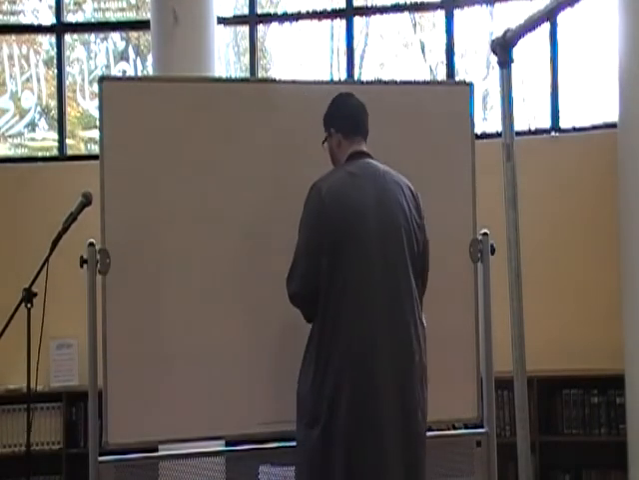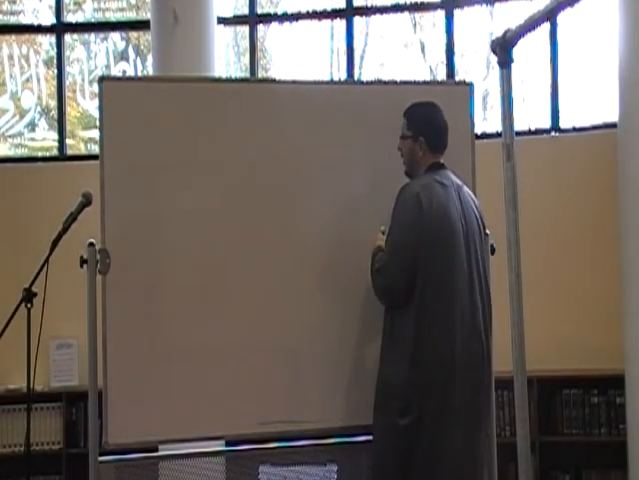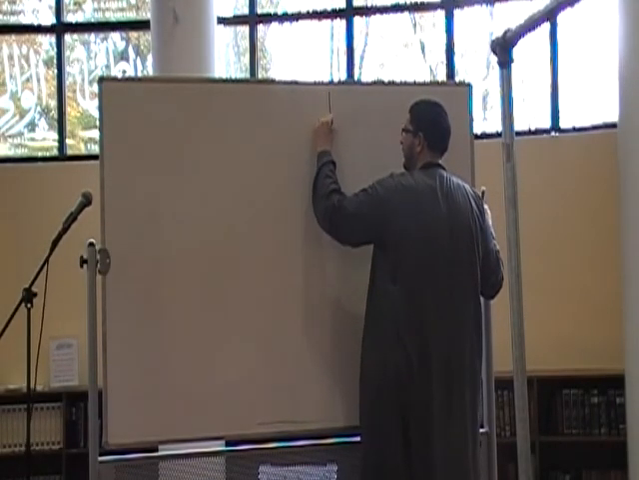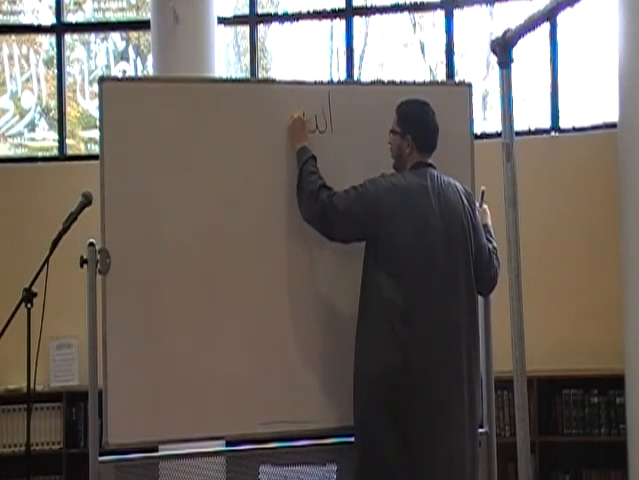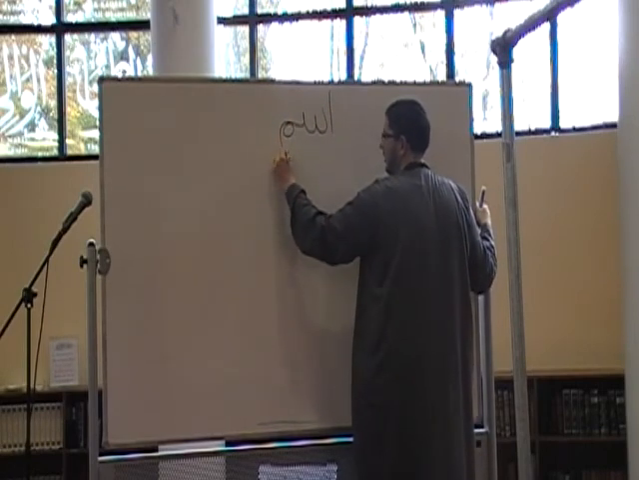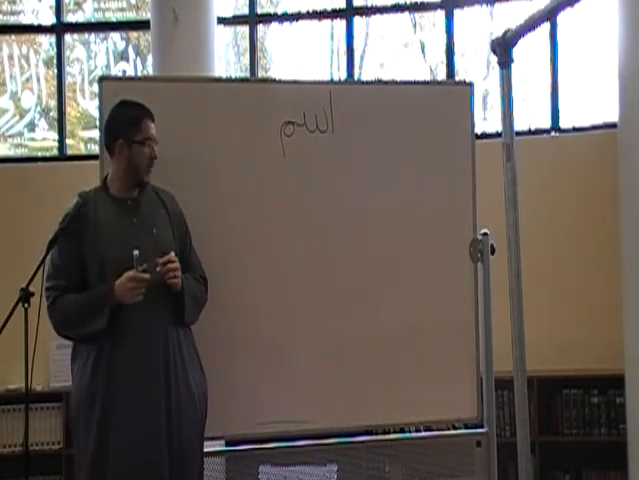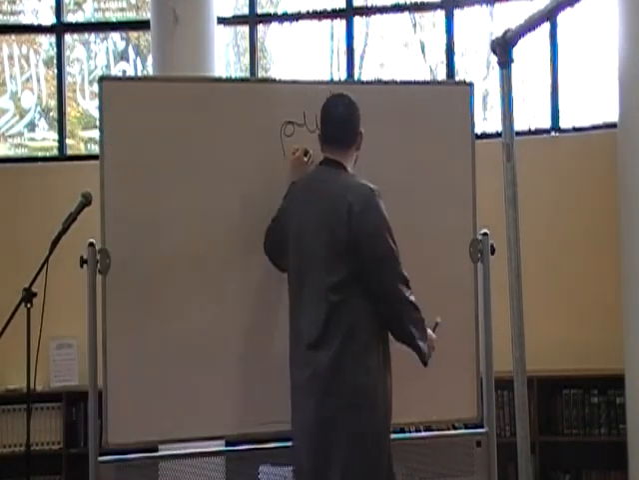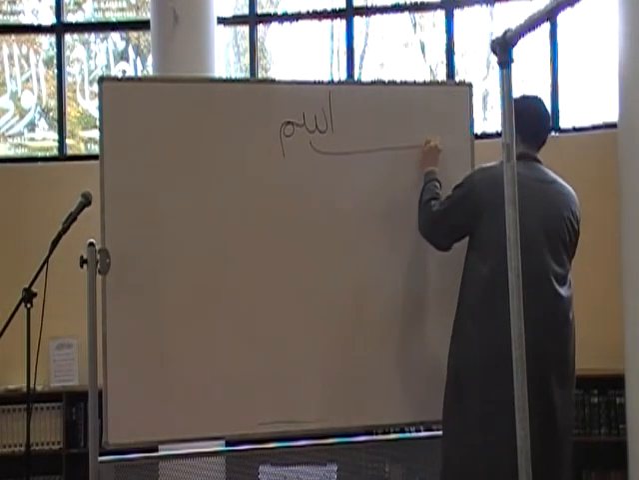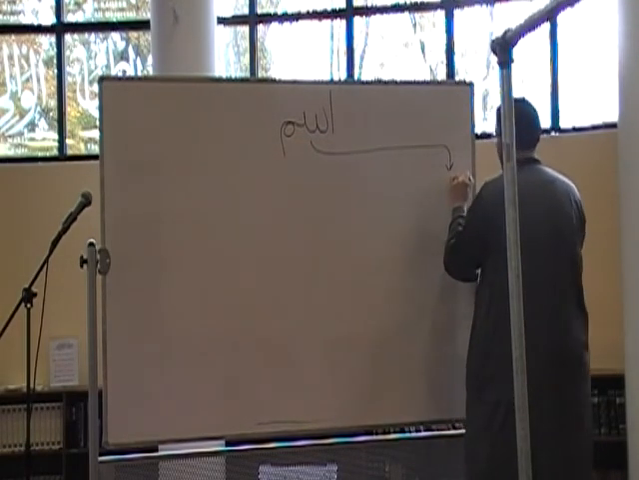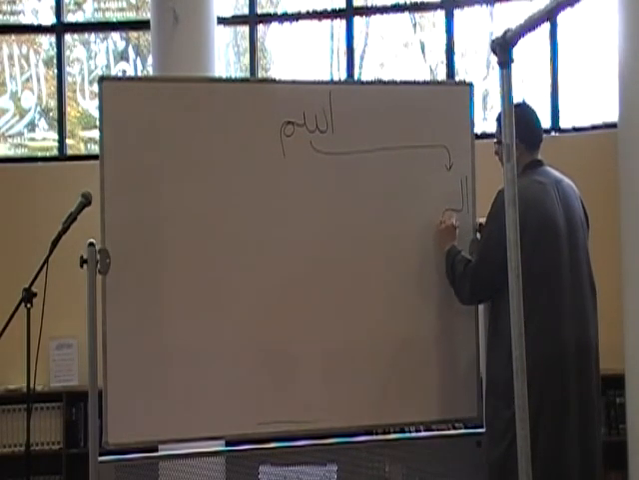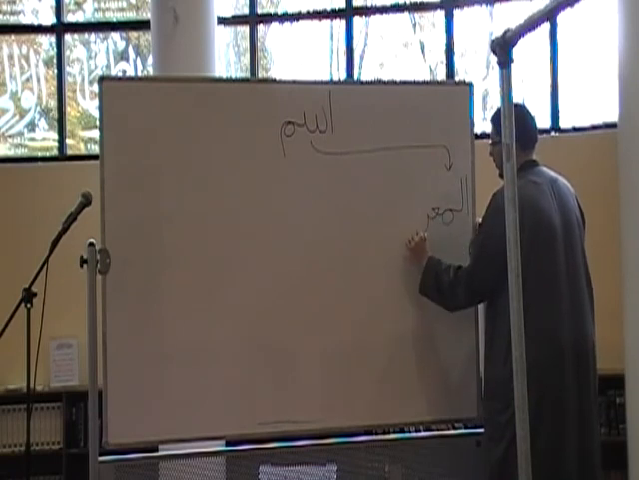These are known as the characteristics of ism. So when you have an ism, there are four major characteristics that you need to be able to identify. Okay? The first one is what is known as Al-Ma'rifa.